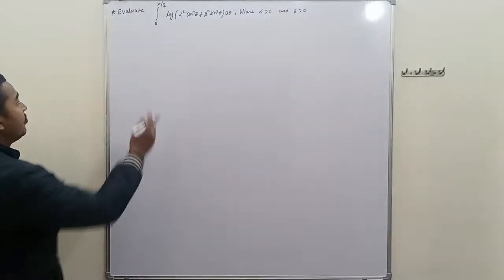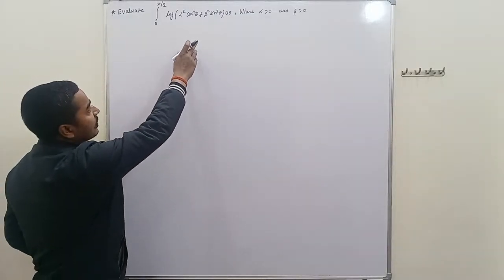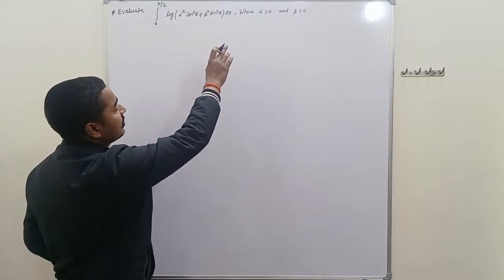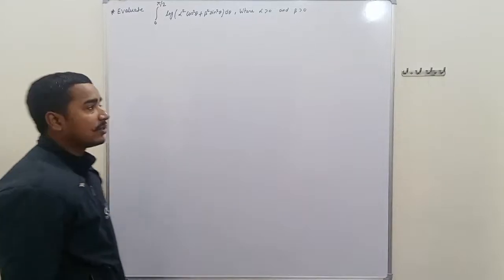Here in the question, evaluate the integral from 0 to pi by 2 of log of alpha square cos square theta plus beta square sin square theta d theta, where alpha is greater than 0 and beta is greater than 0. Let's solve the problem.